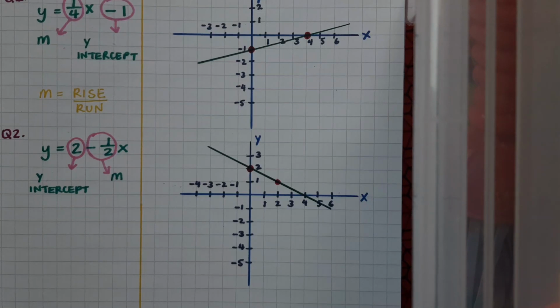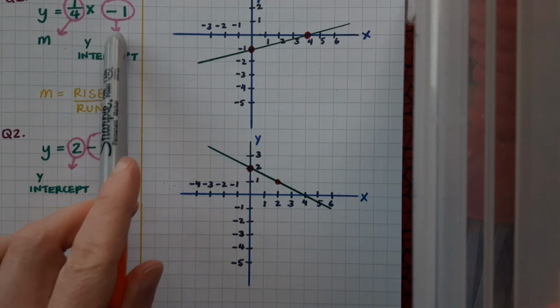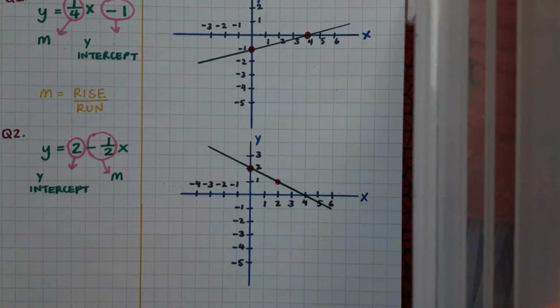So we can see now quite easily how the equation of our line written in the form y equals mx plus c directly relates to how that line actually looks on a graph.